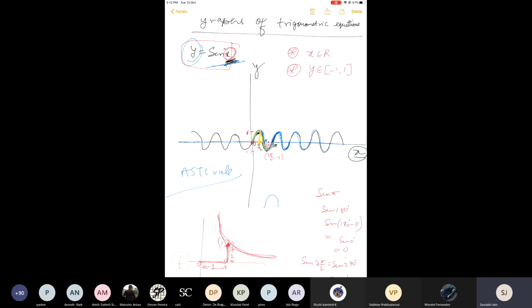Good. Now I have a third question. Listen carefully, and others also try to answer. What is the principal solution of sine theta equals 0? Give the answer carefully. Sine theta equal to 0. Pi. So 0 radian and pi.